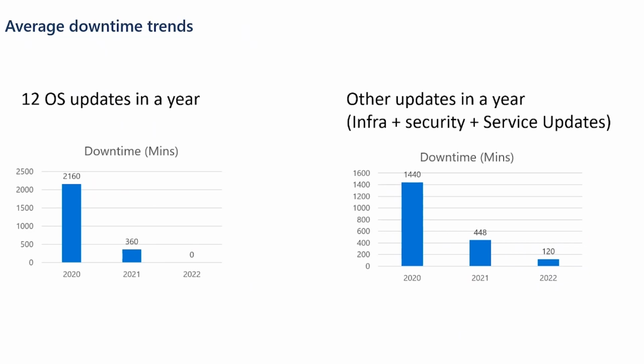This consisted of 30 minutes per OS update, which rounded to 360 minutes, and 448 minutes for the rest of the updates. And now, in this year, we can see a huge improvement where we don't have any downtime for the OS updates, and we only have 120 minutes for the rest of the updates, which means that on average, we're taking 56 minutes per other update of downtime.